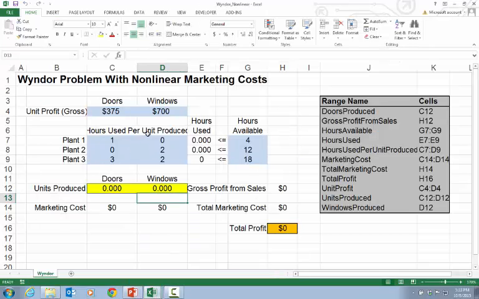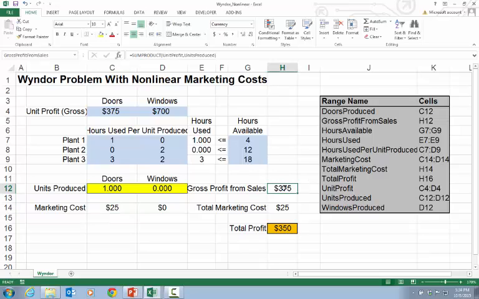And here's our model. You'll notice right now if I produce no doors or no windows, then I end up getting no gross profit from selling doors and windows, nor do I incur any costs for marketing because I'm not choosing to sell either product at all. But look what happens if I decide to make and sell one door per week. The marketing cost is the number of doors produced squared times $25. So it's 1 squared times $25, which is $25.